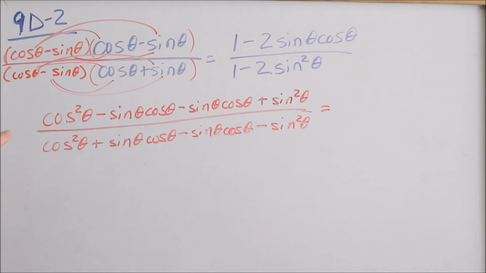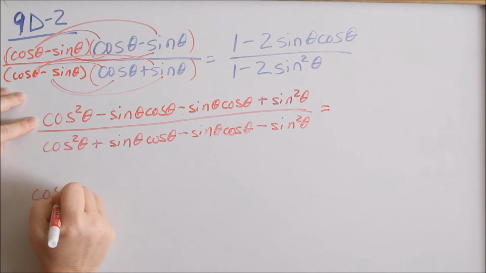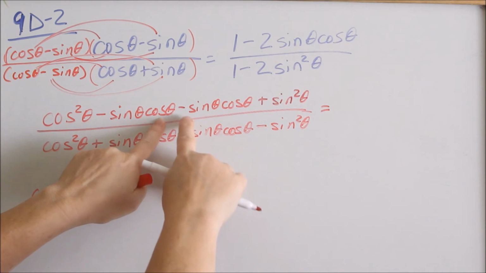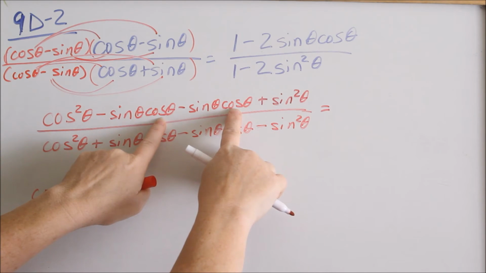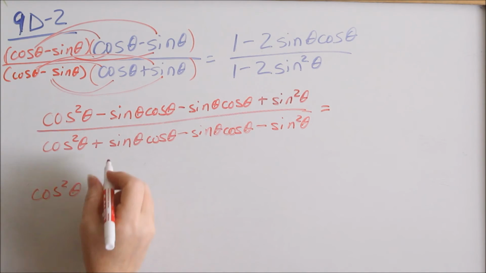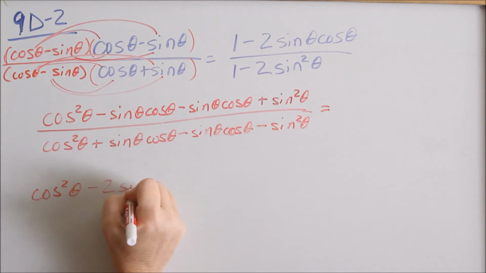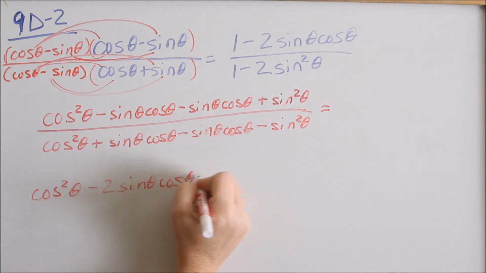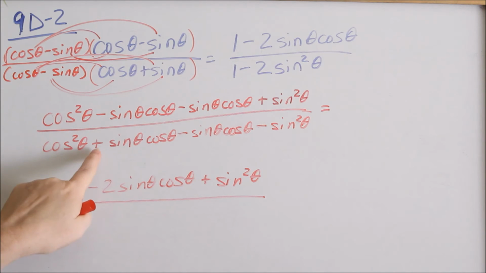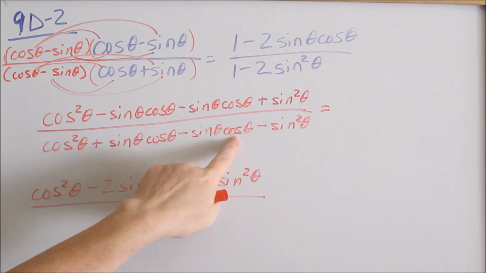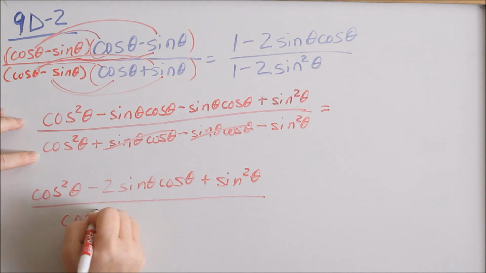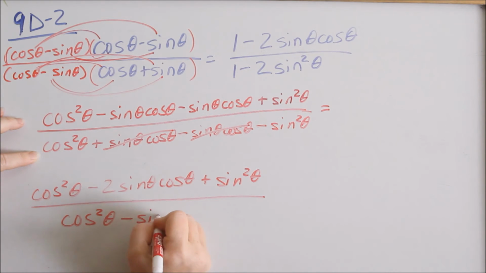Looking at the numerator, I have cosine squared. See if you have anything that you can combine. And negative sine theta cosine theta, negative sine theta cosine theta. These are exactly alike, so I can combine them. Negative one of these and negative one of these. I'm in debt 1 and in debt 1 means I'm in debt 2 of those. I'm just simplifying where I can at this point. Now looking at the denominator. Positive sine cosine, negative sine cosine. Those cancel each other out. So then the denominator, I have cosine squared theta minus sine squared theta.